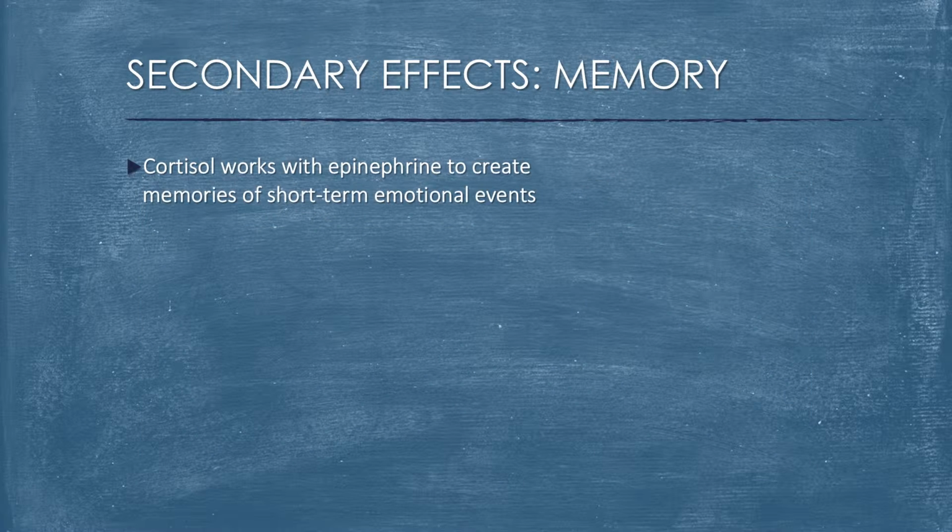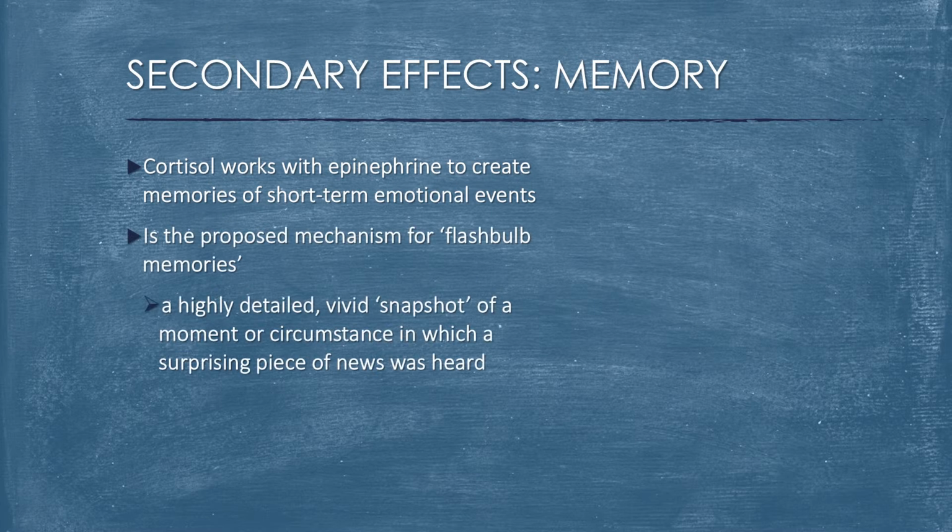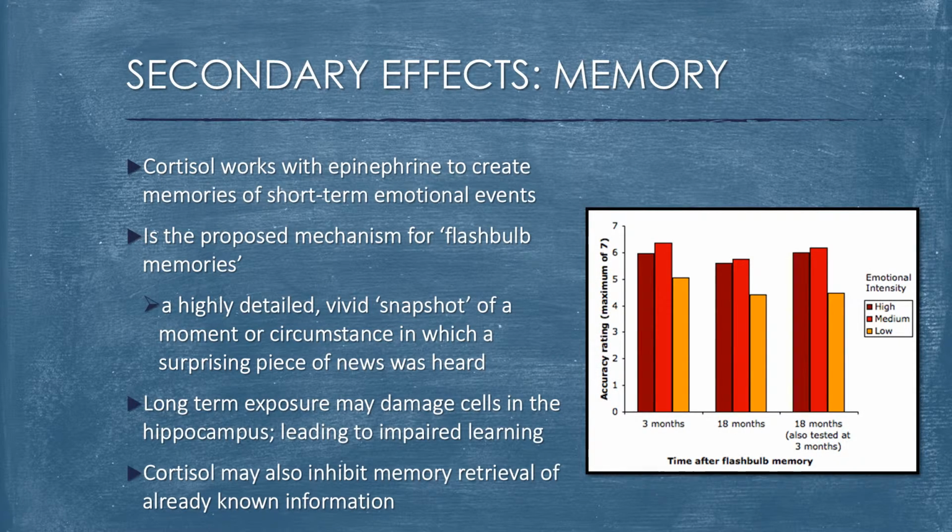So now let's focus on the secondary effects, the effects that cortisol really has on our bodies. First, let's talk about memory. Cortisol works with epinephrine, which is adrenaline, to create memories of short-term emotional events. Cortisol is also proposed as a mechanism for flashbulb memories. Flashbulb memories are highly detailed, vivid snapshots of a moment or circumstance in which a surprising piece of news was heard. And as you can see with the chart on the right, it is organized by emotional intensity.